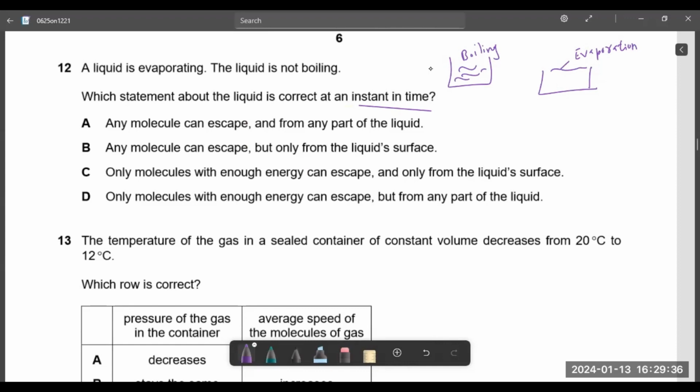So here, the right choice is any molecule can escape from any part of the liquid. It's wrong. Liquid is not boiling. It is just evaporating. Any molecule can escape from liquid surface. Molecules can escape from liquid surface, but not any molecules. Only molecules with high energy, enough energy can escape from the liquid surface because it is evaporation. So C is the right choice and it cannot escape from any part of the liquid. Only from surface it can escape.